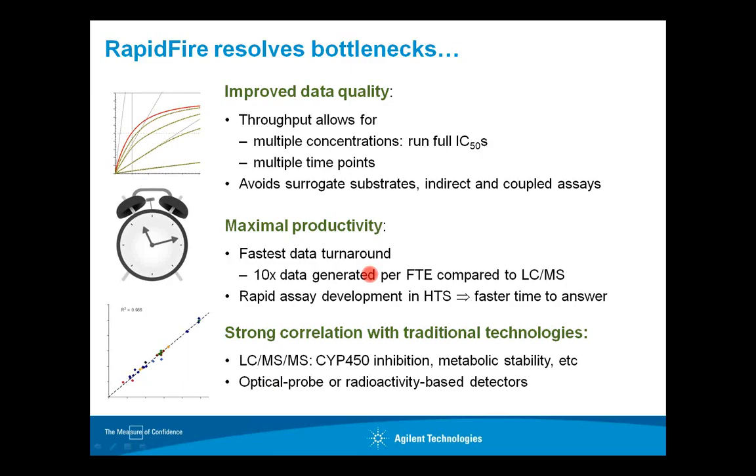So just as a brief conclusion, RapidFire does have the ability to resolve bottlenecks. It improves data quality, so high throughput. Researchers are able to do more concentrations or more time points within the same amount of time. And it also avoids surrogates, substrates, indirect, and coupled assays.